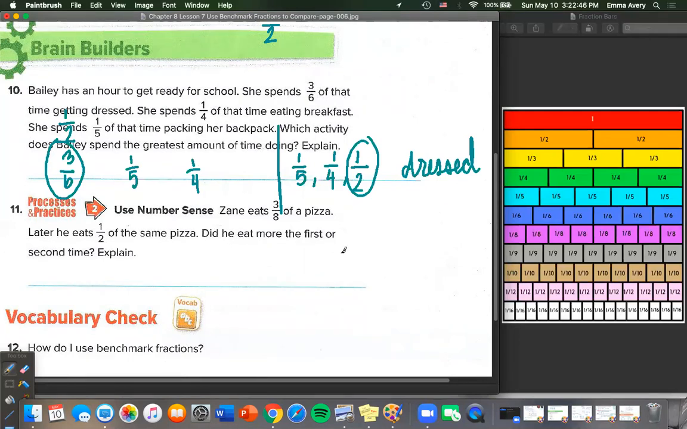Number 11. Zane eats 3/8 of a pizza. Later, he eats a half of the same pizza. Did he eat more the first or second time? That's a lot of pizza. So we have 3/8 and 1/2. Well, we could use our knowledge that 1/2 is also equal to 4/8 because 4 is half of 8, and see that 3/8 is smaller than 1/2. So he ate more the second time.